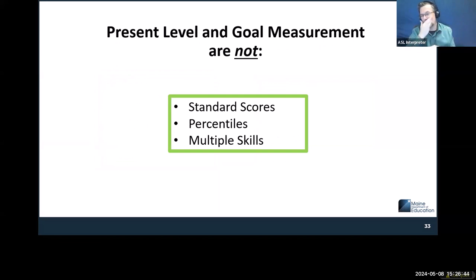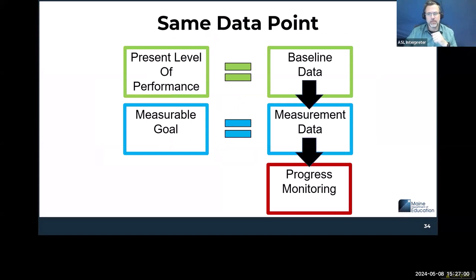Also, present level and goal measurement are not standard scores, percentiles, or multiple skills, right? Remember, we're doing those really specific skill gaps, and each gap gets its own goal. I'm going to talk about standard scores here. So you're using the same data point, right? Your baseline data, your measurement data, and your progress monitoring. That's your data point. So if you're using standard scores, how are you progress monitoring? You're not going to wait 3 years until you do another evaluation, right? You need to have data on that really specific skill gap.